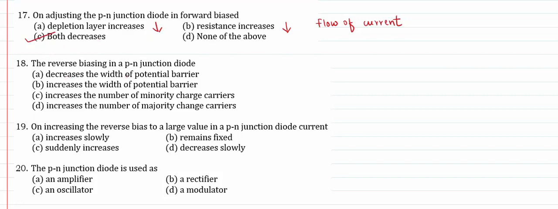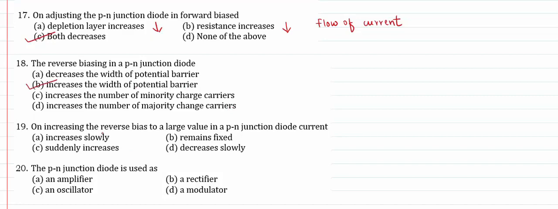The reverse biasing in a PN junction diode. So forward bias depletion region decreases, reverse bias depletion region increases. So if you read the options, increases the width of potential barrier. Option B is the answer.